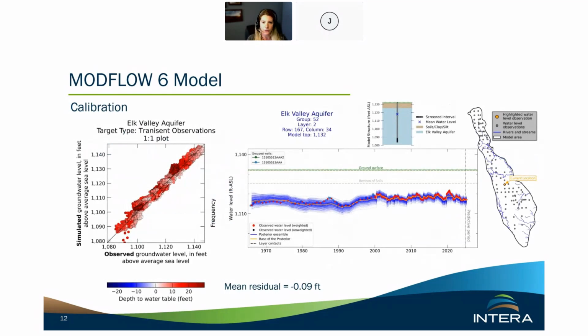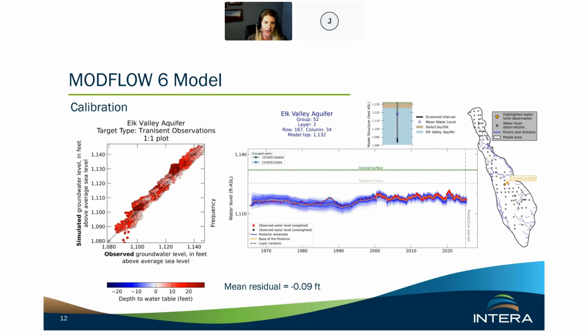These are our calibration results. On the left here, we're looking at an observed versus simulated groundwater level plot. I'm showing all of the observations in time and space, colored by depth to water table, so you can get an idea how good our calibration is fitting everywhere throughout time and space in the model. Generally following along that one-to-one line pretty well.